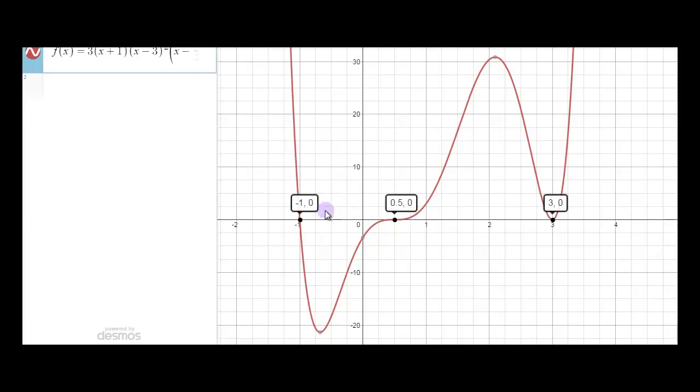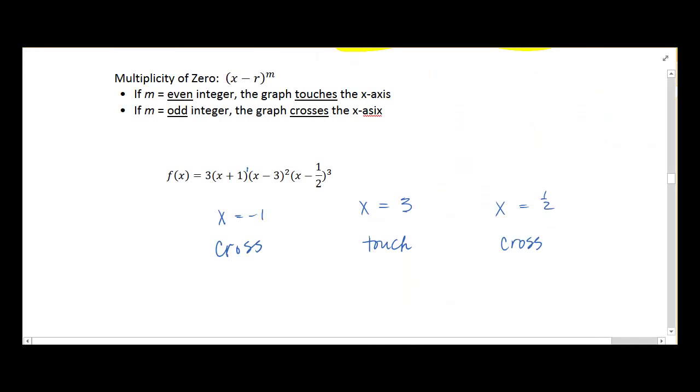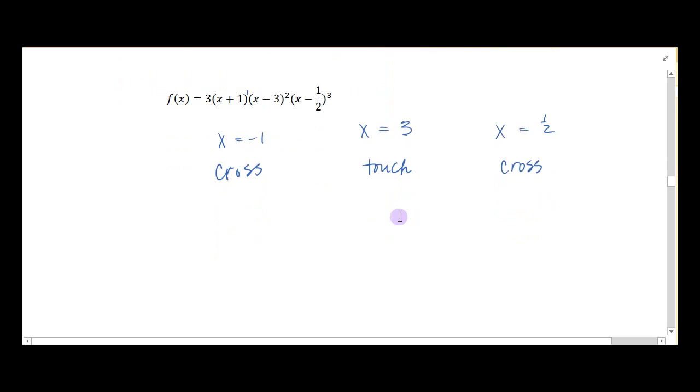And what do you notice? Over here at -1, we are crossing the x-axis. Again, at -1/2, we are crossing the x-axis. And then at 3, we are touching the x-axis. And that's pretty much what we said, right? A cross, and a touch, using my rules for the multiplicity. So let's think about that.